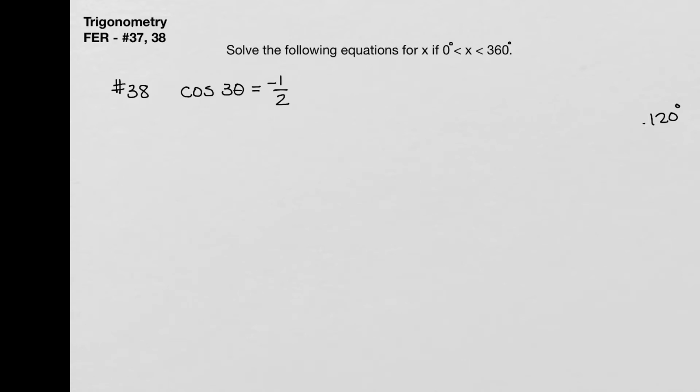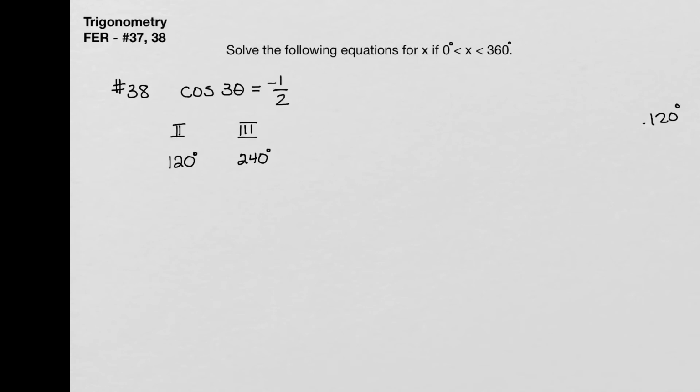Now in this problem I have cosine of 3 theta equals negative 1/2. So where is the cosine equal to a negative 1/2? Well, cosine is negative in quadrants 2 and 3. And we're talking degrees, so this would be 120 degrees, and then 240 degrees.